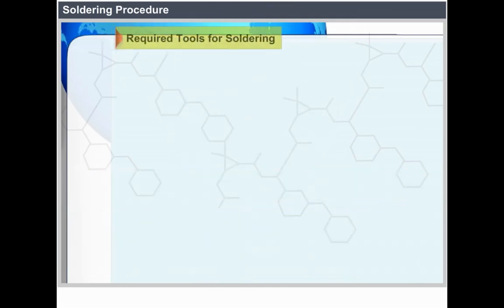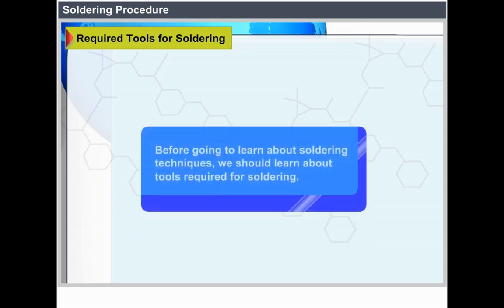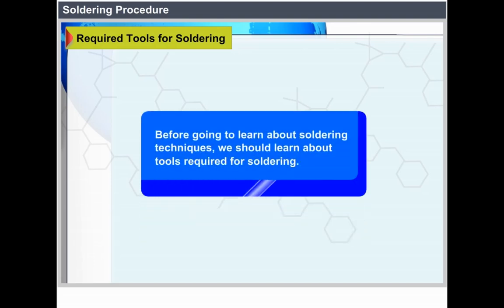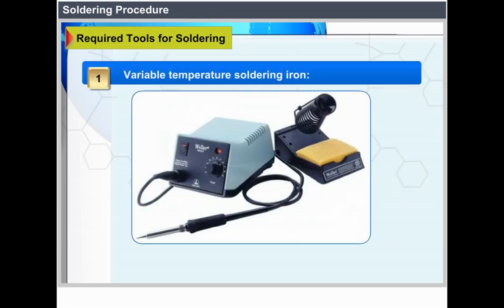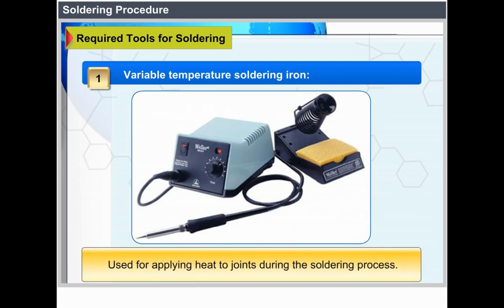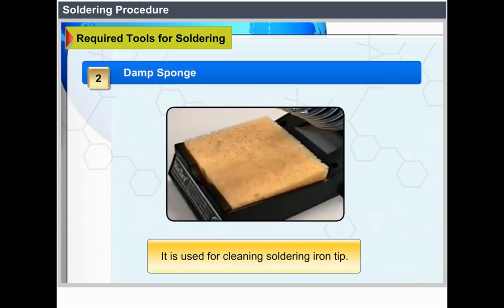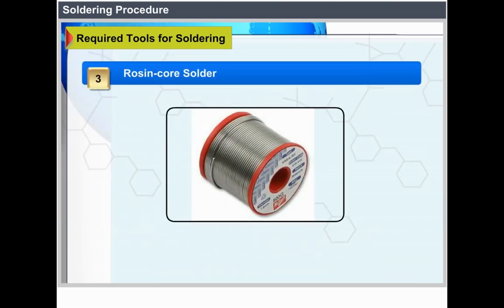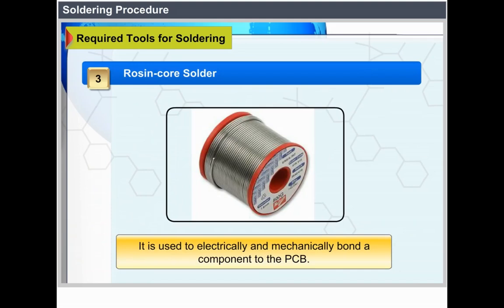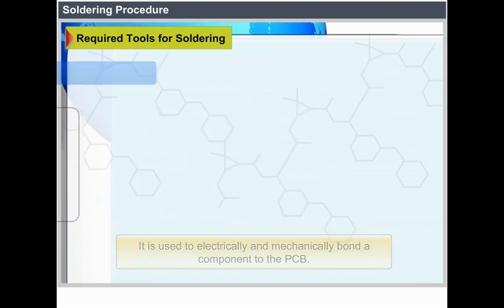Required tools for soldering. Before going to learn about soldering techniques, we should learn about the tools required for soldering. Variable temperature soldering iron, used for applying heat to joints during the soldering process. Damp sponge, used for cleaning the soldering iron tip. Rosin core solder, used to electrically and mechanically bond a component to the PCB.